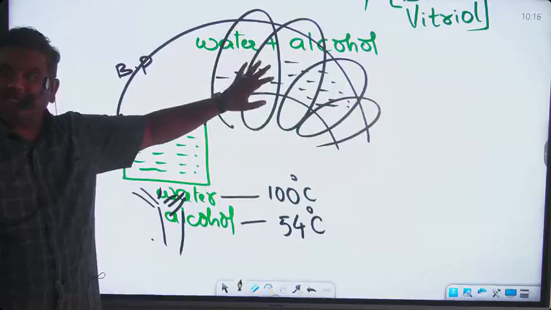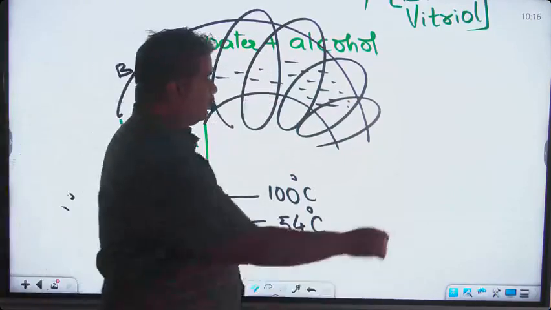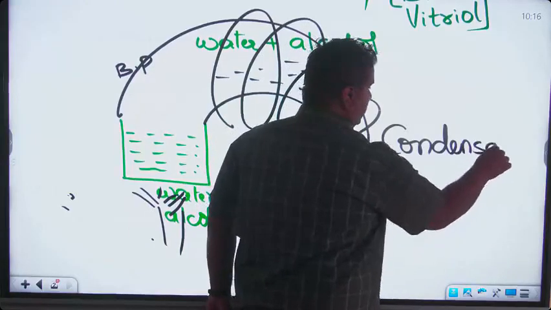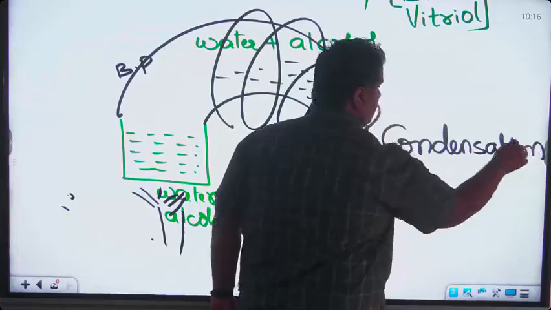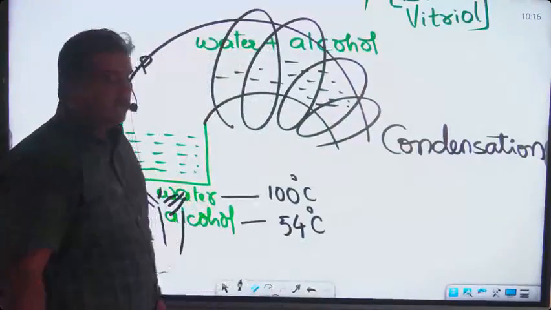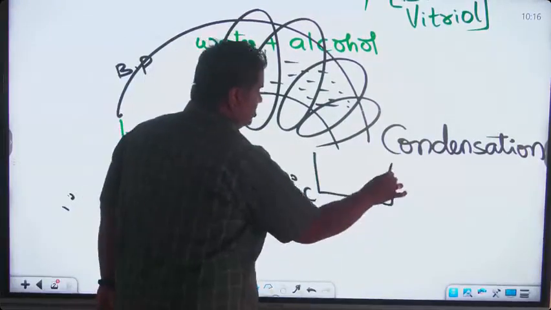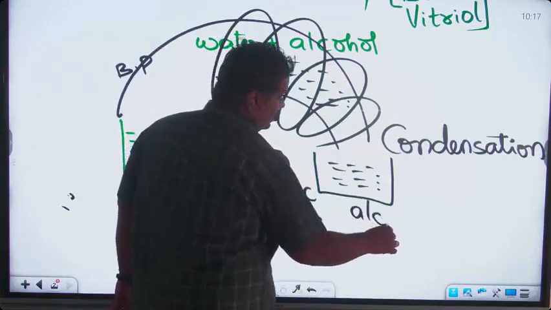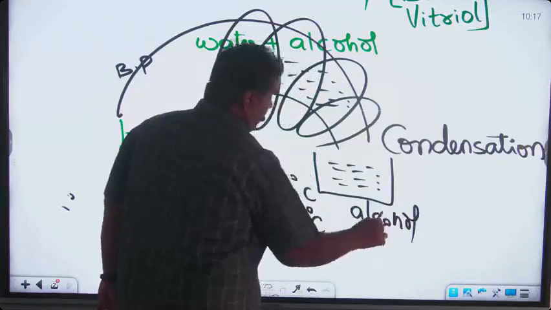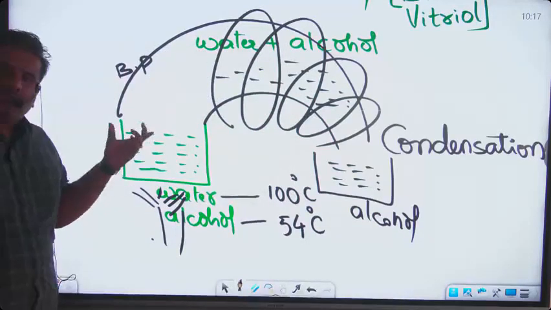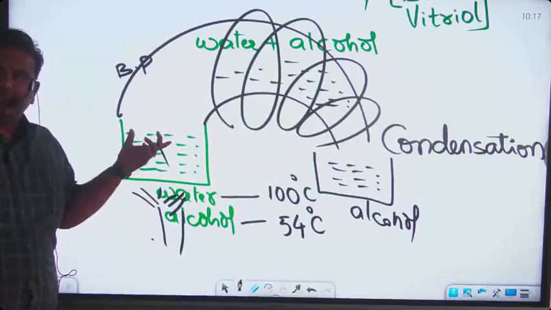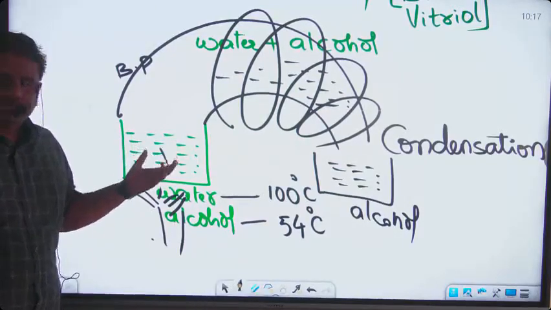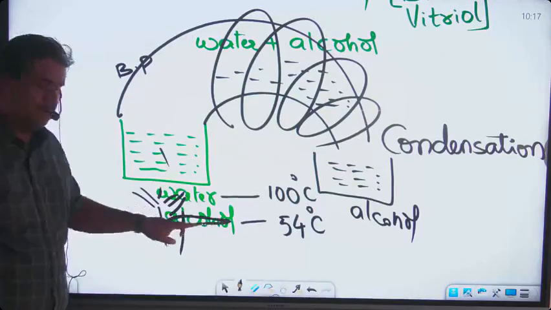So vapor is getting converted to liquid state, and that process is known as condensation. Because of the condensation process, vapor is getting converted to the liquid state. So these particular alcohol vapors, the moment they condense, you're collecting them in a separate beaker. So here you're having alcohol, and what do you have here? At 54, 55, 56 degrees centigrade, here we'll be having only water, which is in the boiling state.